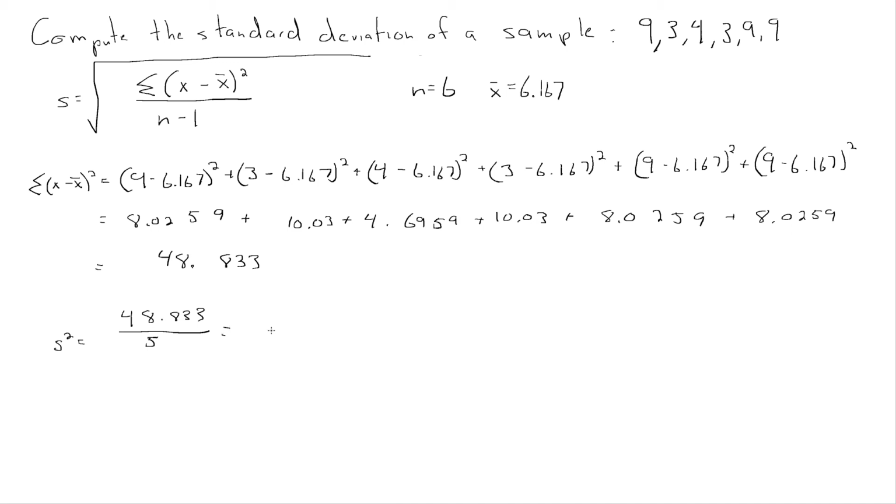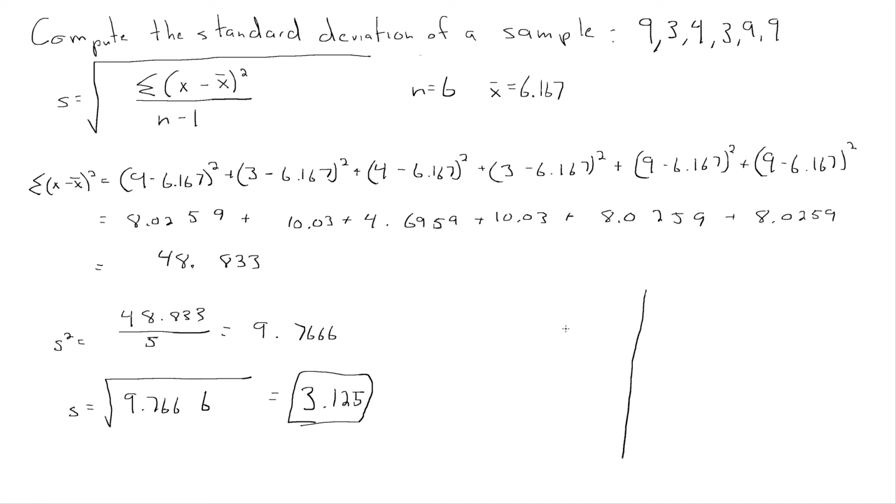And so we'll find out that the sample standard deviation squared is 9.7666. And if we take the square root of that, we'll find out that S, our sample standard deviation, is equal to the square root of 9.76666, which equals roughly 3.125. And that would be our sample standard deviation.